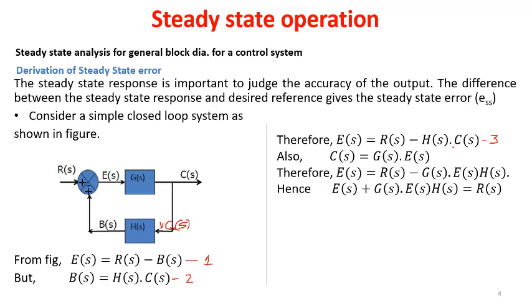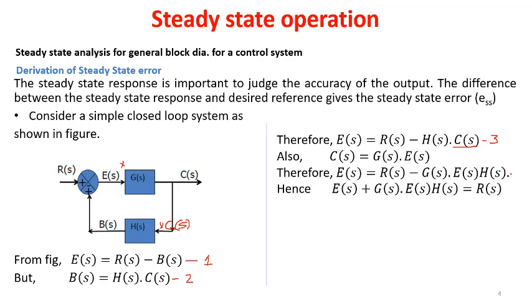Here we need to find out what C of S is equal to. From the given block, C of S, the output variable, is equal to the product of G of S and E of S. So we get C of S is equal to G of S into E of S. So wherever we have C of S in equation 3, we are going to substitute it by G of S into E of S. So what we get? We get E of S equal to R of S minus G of S into E of S into H of S.